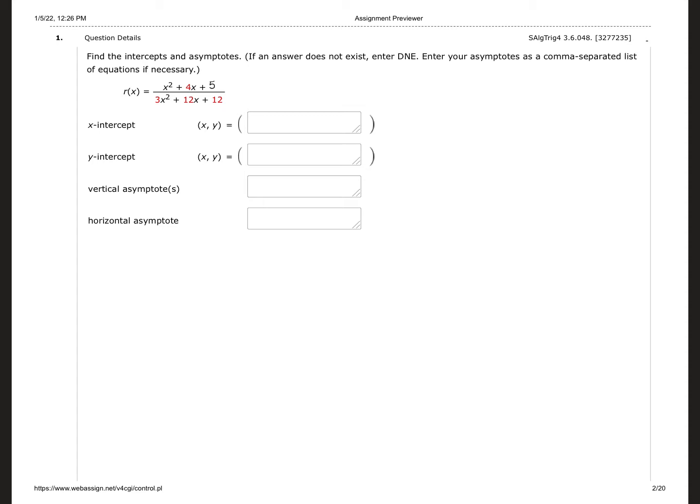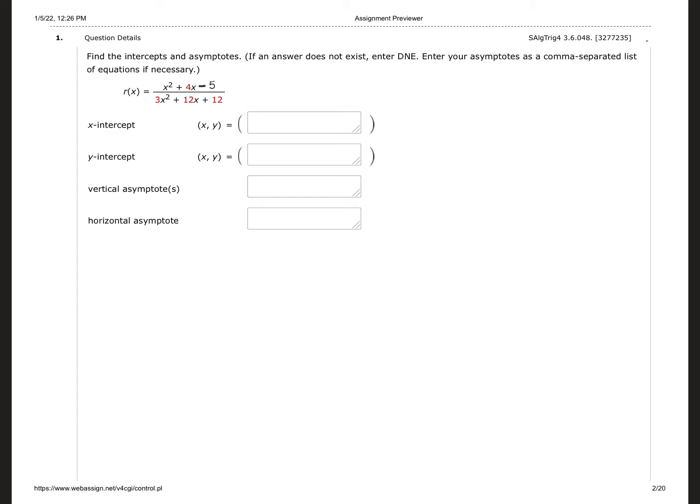So, looking at the first question, we have r of x is equal to x squared plus 4x plus 5. Change that to be a minus 5 real quick. Over 3x squared plus 12x plus 12. So we're just going to change this to be a minus 5 up top, and it'll actually work out the right way.